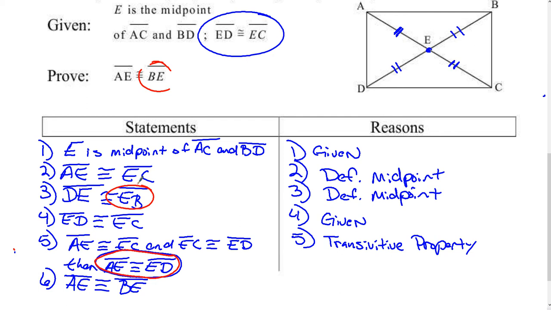So it's now AE is going to be congruent to BE, and I'm getting that from this statement over here. So it's going to be my last statement, since it's going to be a replacement. Now, which property do I use? Substitution. There we go.